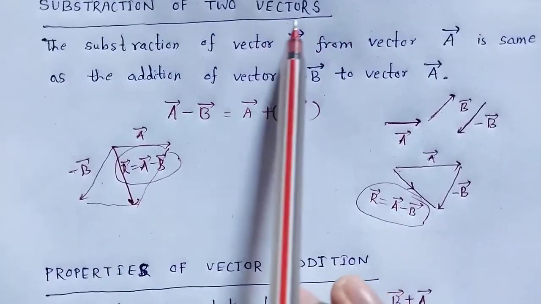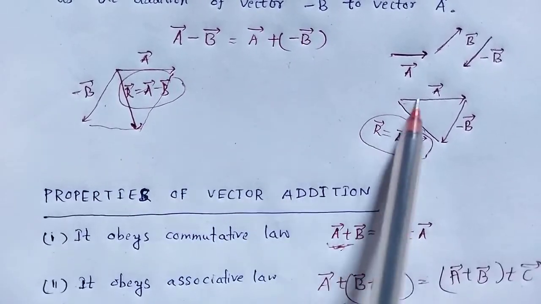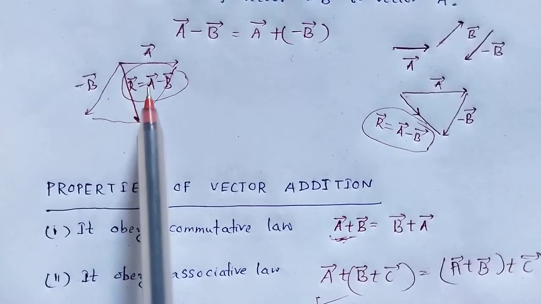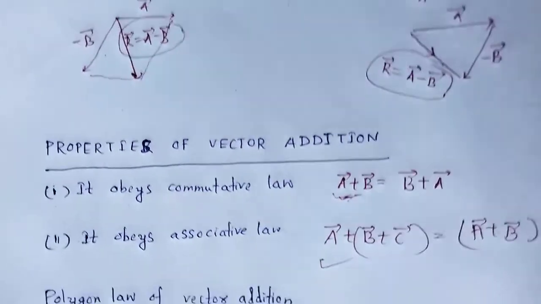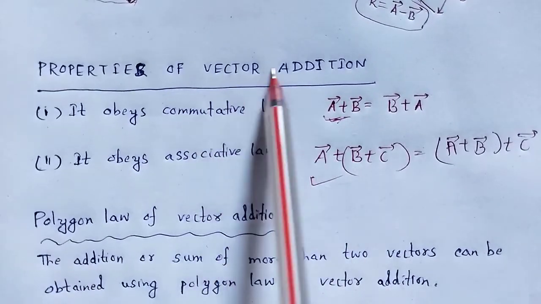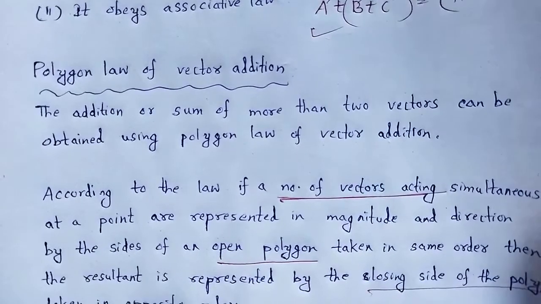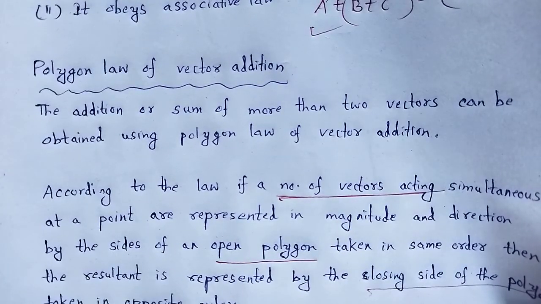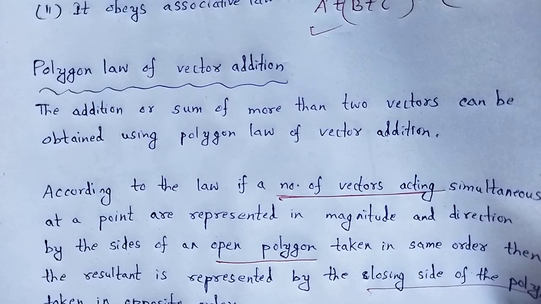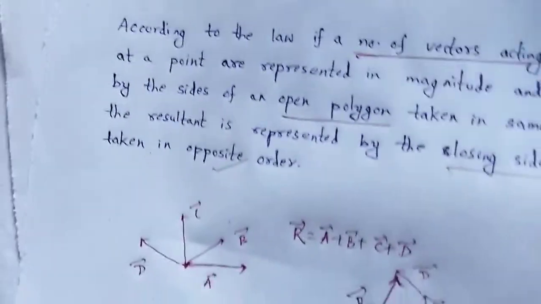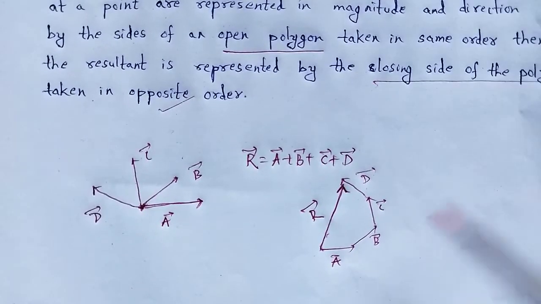So, subtraction of two vectors, subtraction is nothing but addition, and we also apply the triangle law of vector addition and the parallelogram law of vector addition in case of subtraction. Then the properties of vector addition, that is the commutative law and associative law, and the difficulty we face in how we can add or subtract more than two vectors. Then we introduced the polygon law of vector addition, and we can easily find the resultant of a number of vectors acting at a single point simultaneously. So with these valuable notes, let me wind up this session.